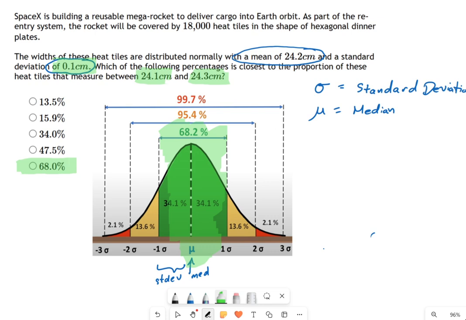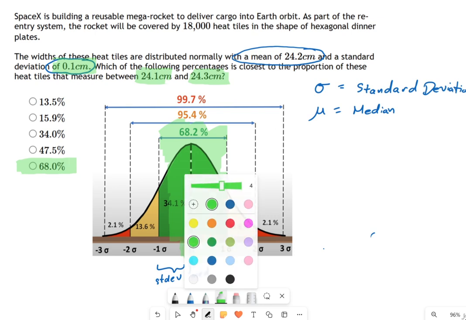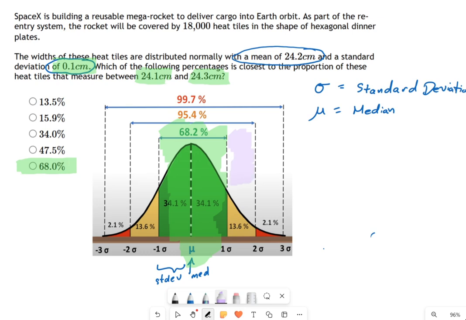Now, there's other versions of this problem. Maybe you got something where it's between 24.3 and 24.4. That would be between one standard deviation above and two standard deviations above, in which case you might be looking at something over here in your problem if you were between a different range of data.